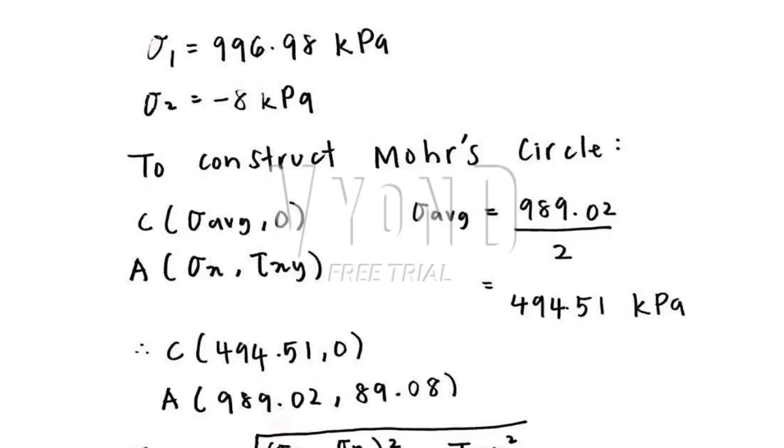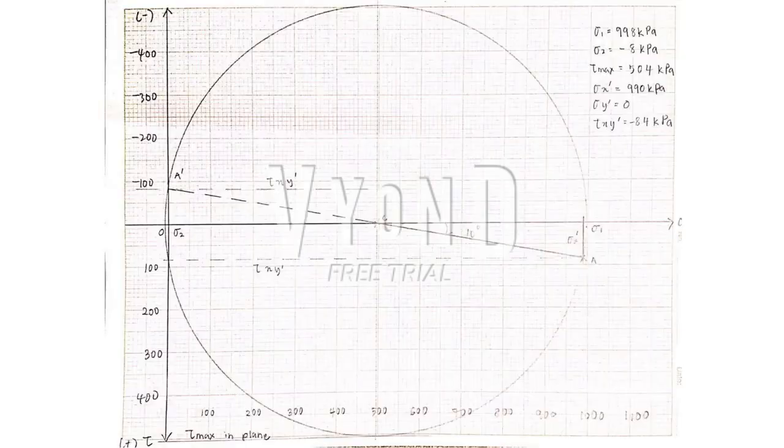To construct Mohr's circle, first we need to identify two points, which are point C and A. Where C, the center, we obtain from the average normal stress, X and Y, and A, from the normal stress with respect to X and shear stress. And here is the result of Mohr's circle for a beam structure.